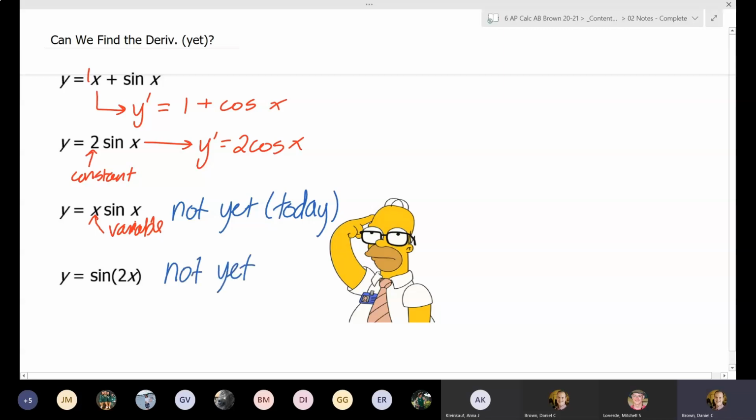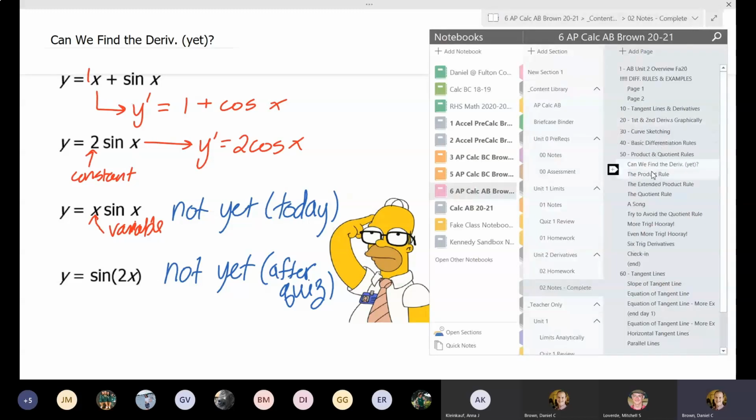So we know the derivative of sine, but this is the sine of 2x. So we have this 2x trapped inside of the sine. And we won't be learning that one until after the quiz. So we have a ways to go before we can even get to problems like that. Even though it doesn't look that complicated, we need to build ourselves up to that type of problem. So we have 2 rules we're looking at today.